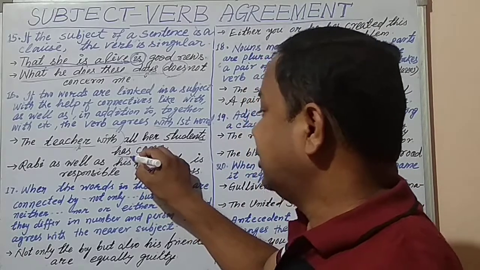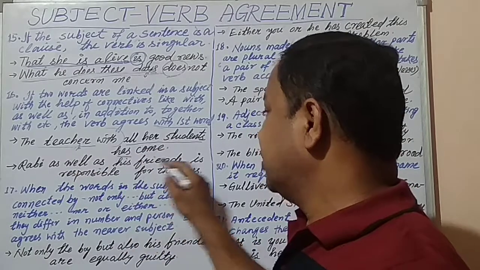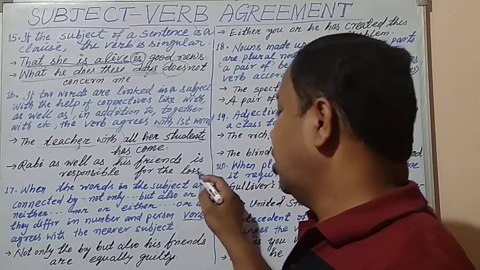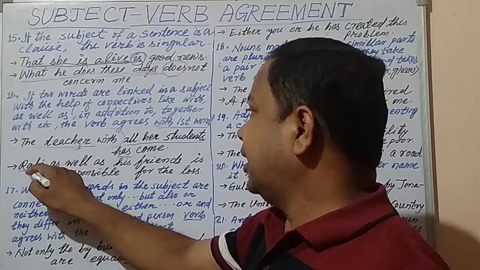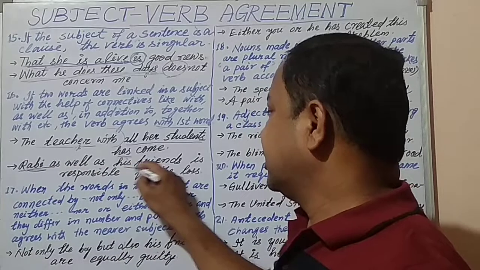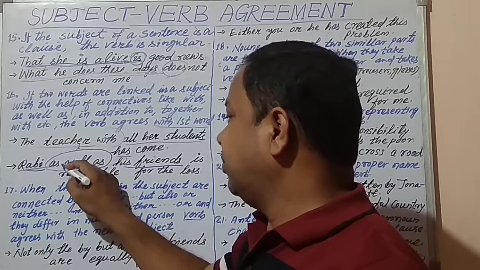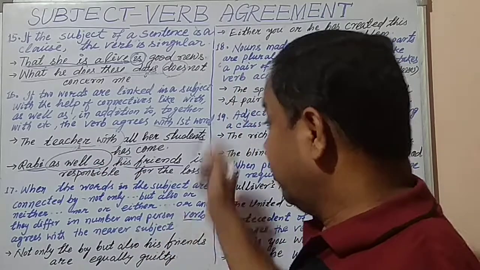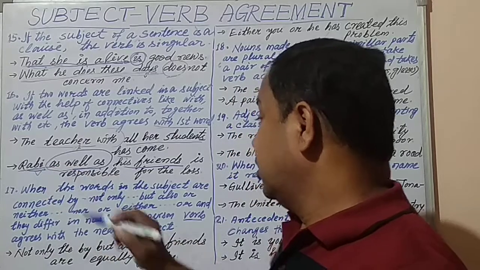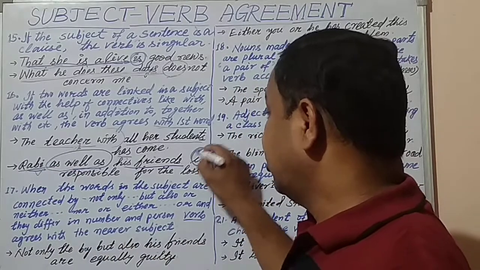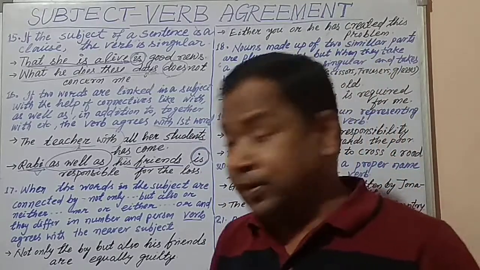Okay, here has. And in the second sentence you see here, "Robbie as well as his friends is responsible for the loss." Robbie is your first word, and his friends second word, they are linked by as well as, and the first word is Robbie, it is third person singular, so according to this the verb is.